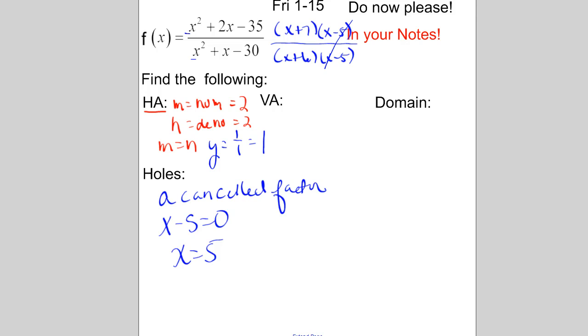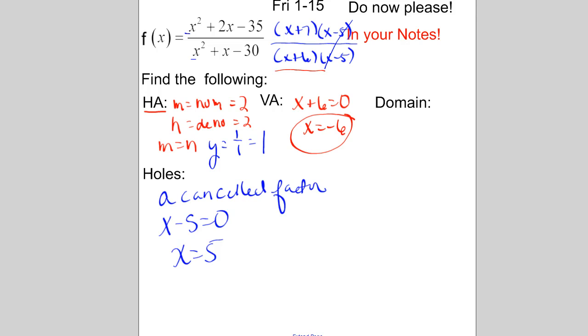And vertical asymptotes. How do we figure out the vertical asymptotes? We take a look at what's left over after what's canceled. At x plus 6 equals 0, so at x equals negative 6, I have a vertical asymptote.